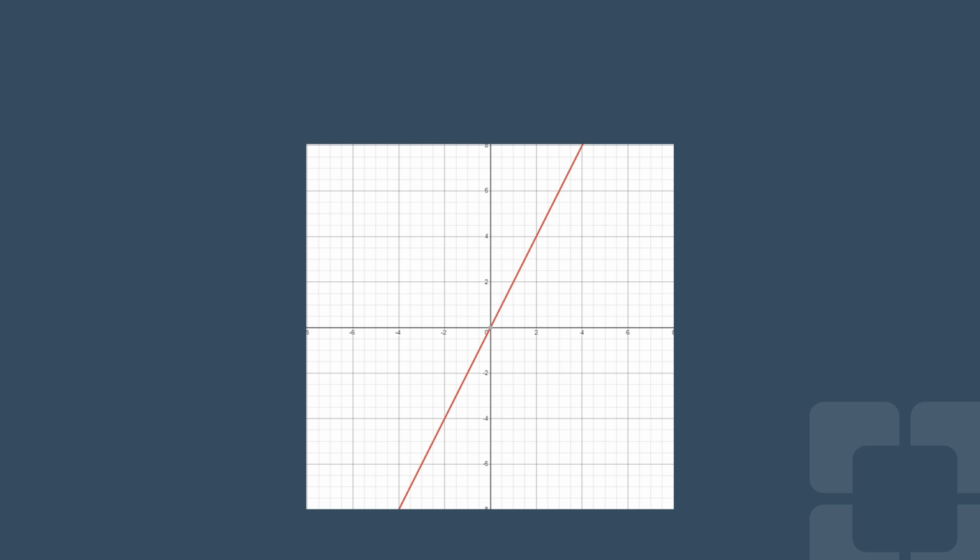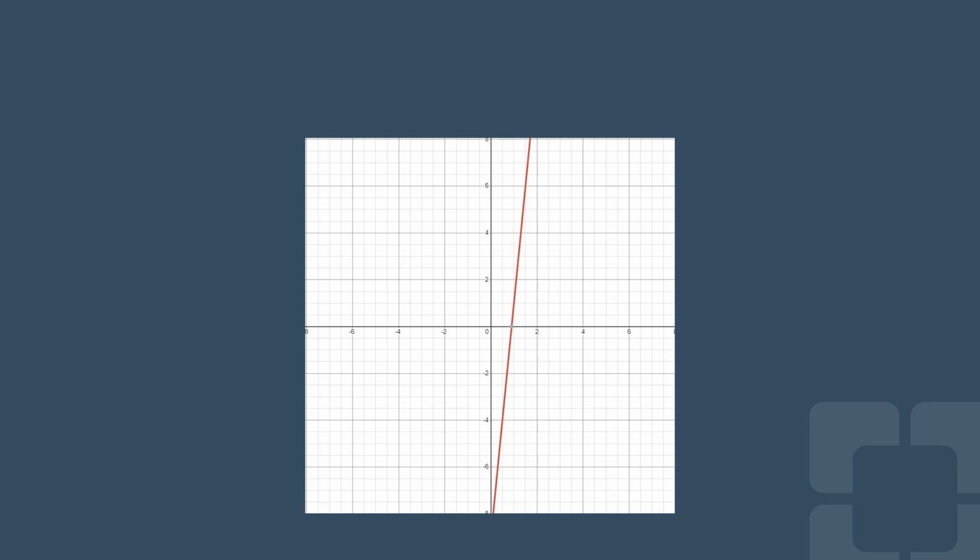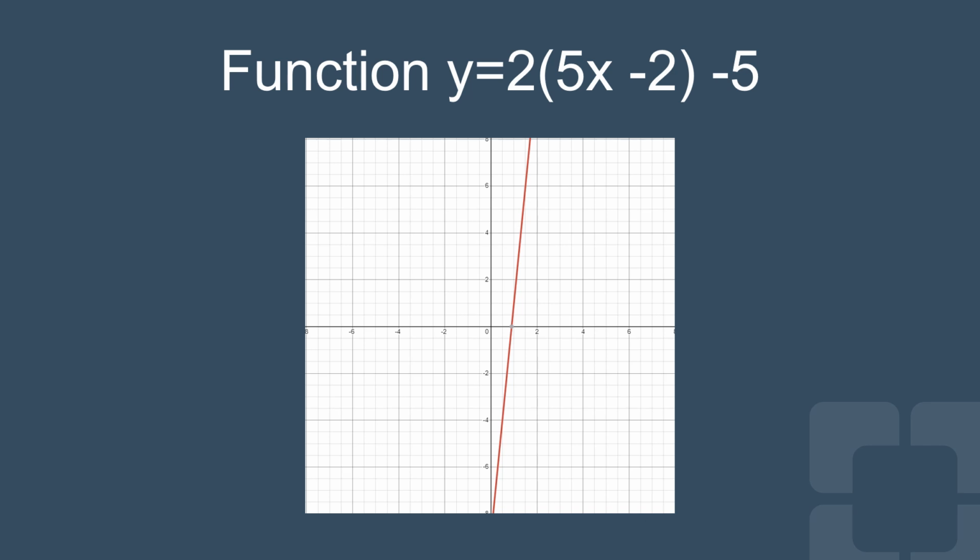Sometimes it's a little harder, but here you can clearly see that when x is 2, y is equal to 4, and so the function is y is equal to 2x. But sometimes the relationship may not be as easy to figure out just by looking at a graph, but you can still calculate the function, y is equal to 2 into 5x minus 2 minus 5, for example.